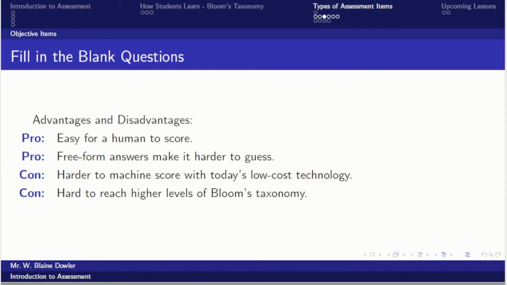Another downside is that it's hard to reach the higher levels of Bloom's taxonomy. Again, you can fairly easily get to the comprehend or application levels, but analysis is much more of a challenge with fill in the blank. And the synthesis and evaluation simply require student-created content.